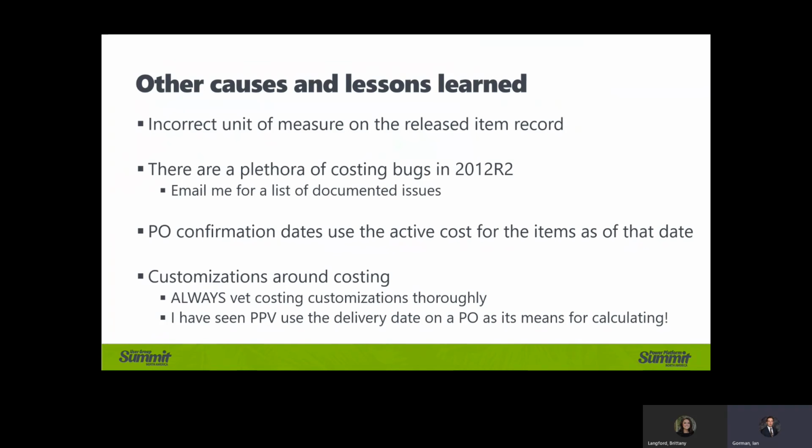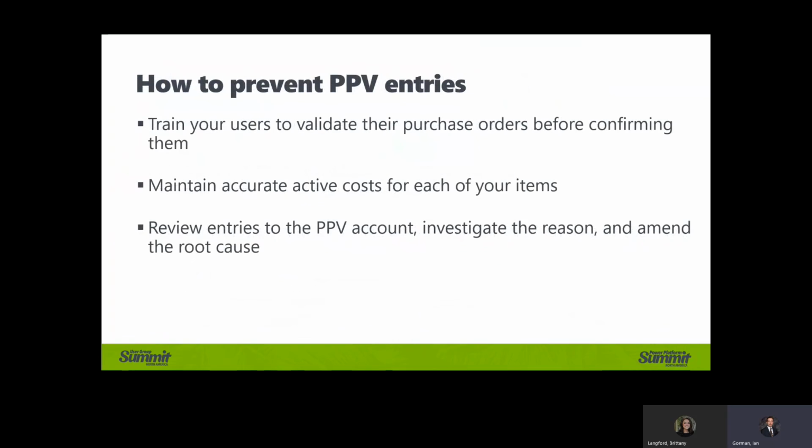So we've talked about common causes and lessons learned. Now we should discuss how to prevent these entries altogether. Again, it's not an indication that there's a significant problem, but it is at least worth reviewing these entries to see if there's any training needs, for example, that need to be done, or if you need to conduct some other changes throughout the system.